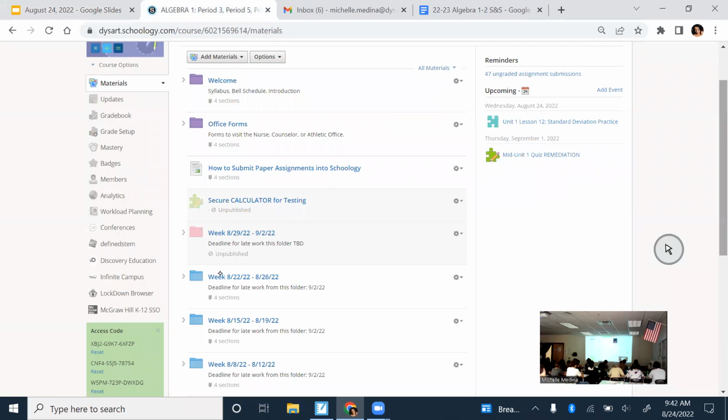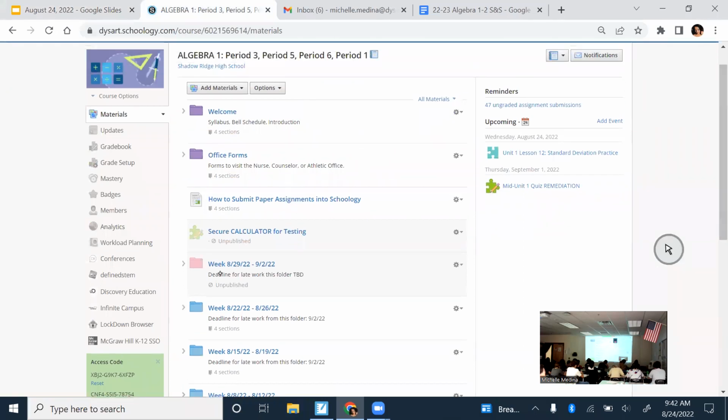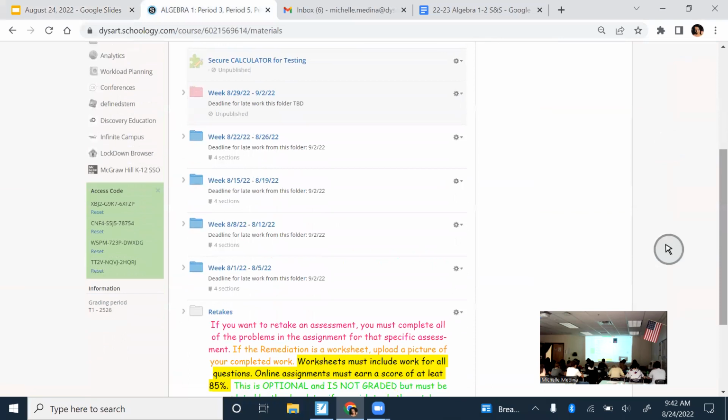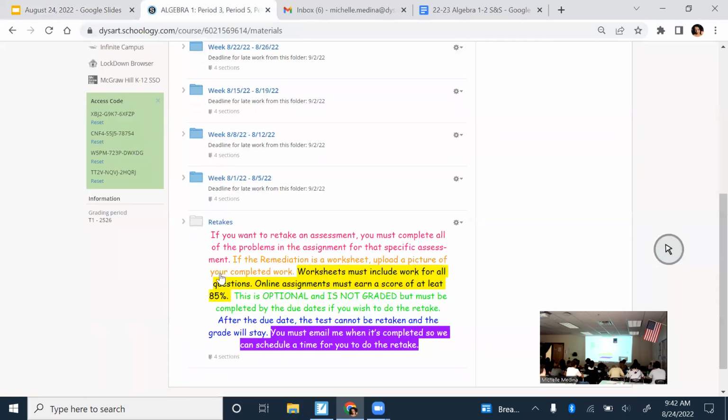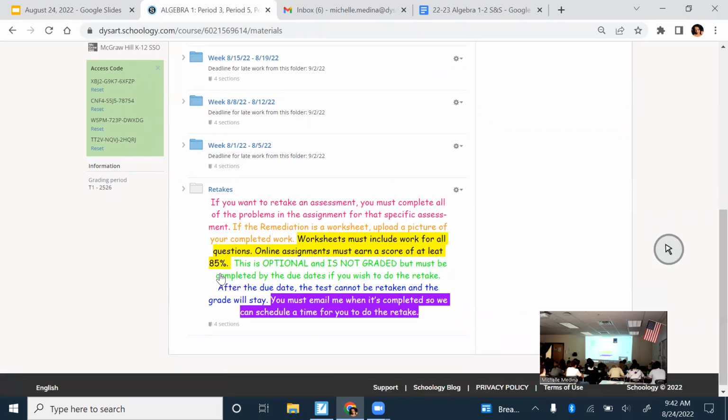All right, so in Schoology, we're on the main page, and if you scroll all the way down, you'll see this rainbow thing that says retake. And it gives you instructions too. So if you want to retake an assessment, you must complete all of the problems in the assignment for that specific assessment. It's a remediation assignment, is what we call it. It's good practice, so that when you come and retake it, you're not wasting your time or my time, and you actually get a good score.